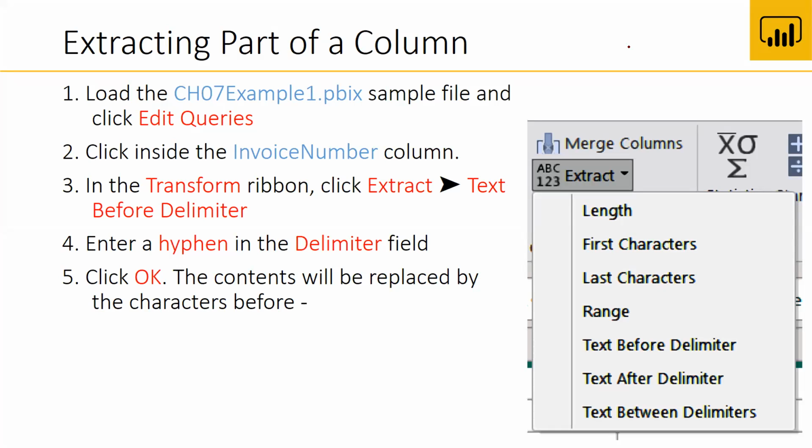Extracting part of a column. Suppose we want to extract some characters or some part of the column, and that can be done in the transform button of the query editor. And we have different options. The length is specified, how many characters are to be extracted. The first 3 characters, first 5 characters, or last 10 characters are to be extracted. We can also extract a range of characters, or text before delimiter is one of the important options.